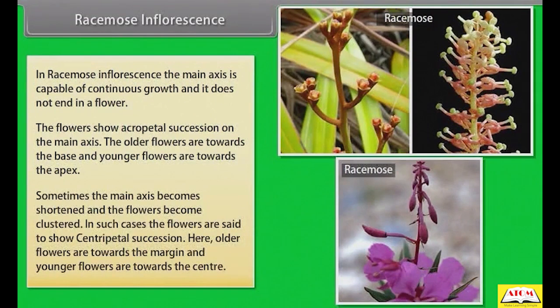Sometimes the main axis becomes shortened and the flowers become clustered. In such cases, the flowers are said to show centripetal succession. Here, older flowers are towards the margin and younger flowers are towards the center.